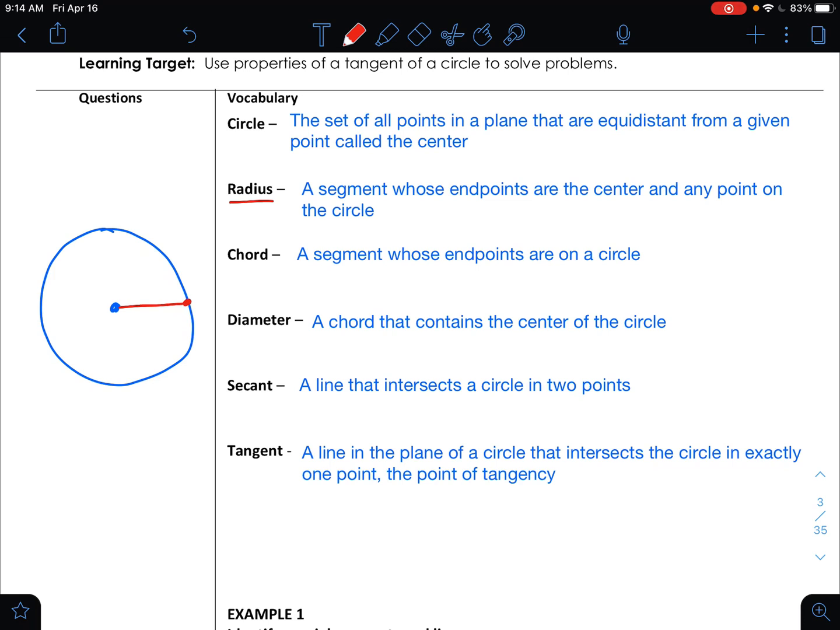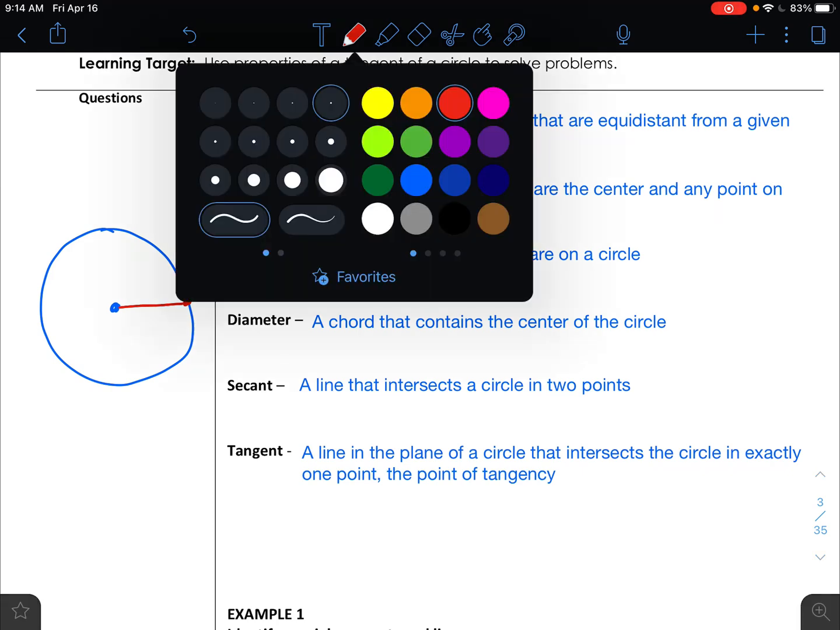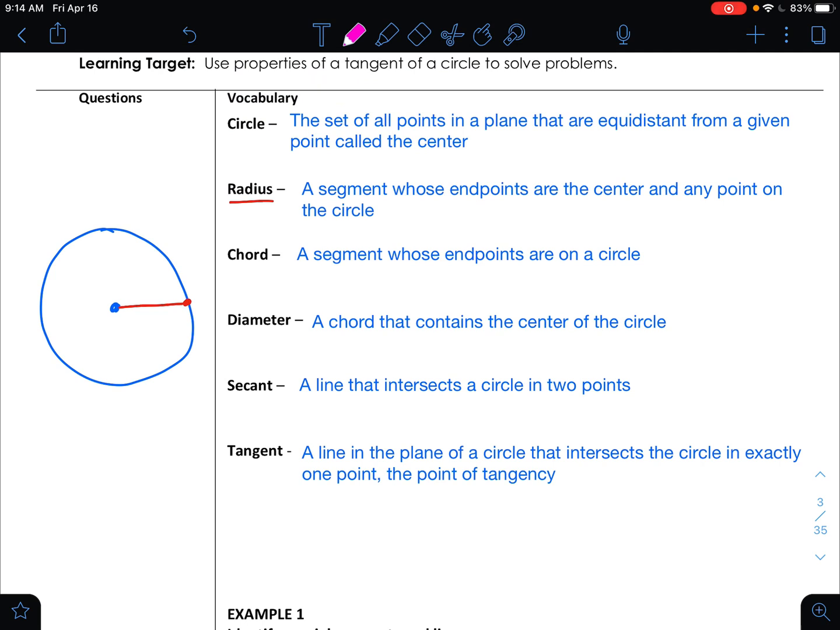Okay, a chord, this is probably new. A chord is a segment whose endpoints are on a circle. It doesn't have to necessarily go through the center. It can, but it doesn't have to. So I just drew a chord in pink. It is just a segment, usually just in the circle somewhere, but doesn't necessarily go through the center.